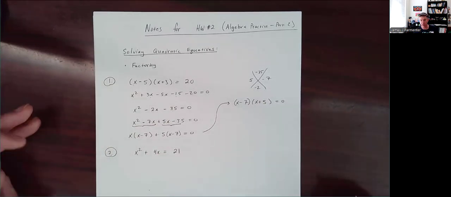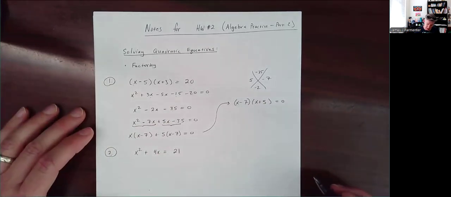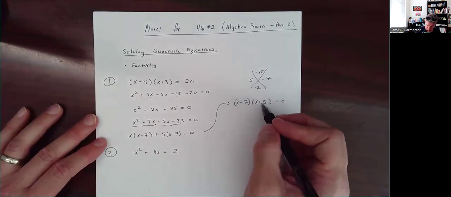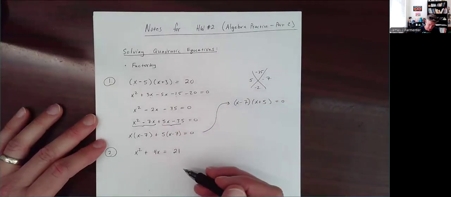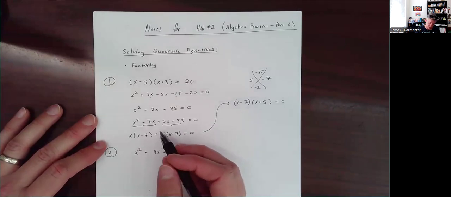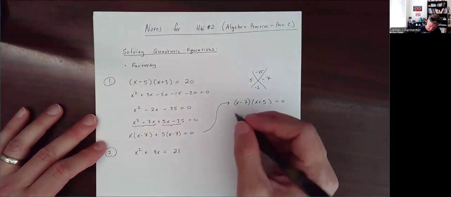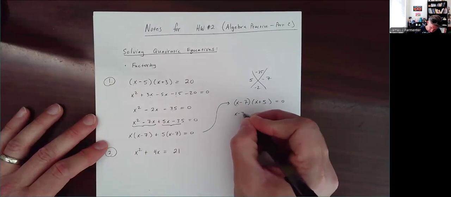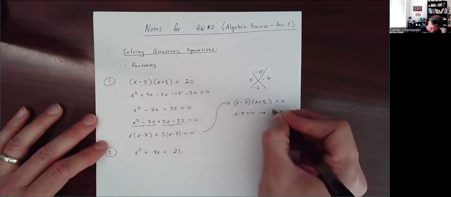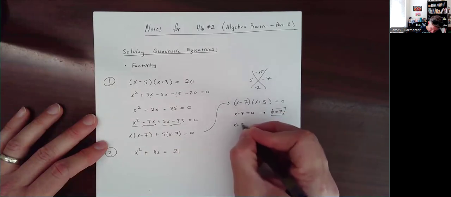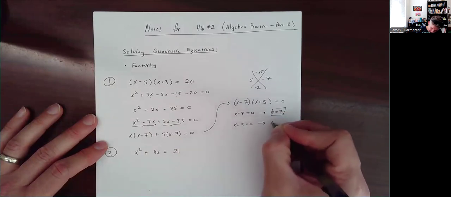The shorter way to do this would have just been to say x minus 7 times x plus 5, because you're looking for numbers that multiply to negative 35 and add to negative 2. But this is the longer way that works when you have a more complicated leading coefficient. Finally, we set each factor equal to 0. So if x minus 7 equals 0, we get x equal to 7. And if x plus 5 equals 0, we subtract 5 from both sides and get x equal to negative 5.